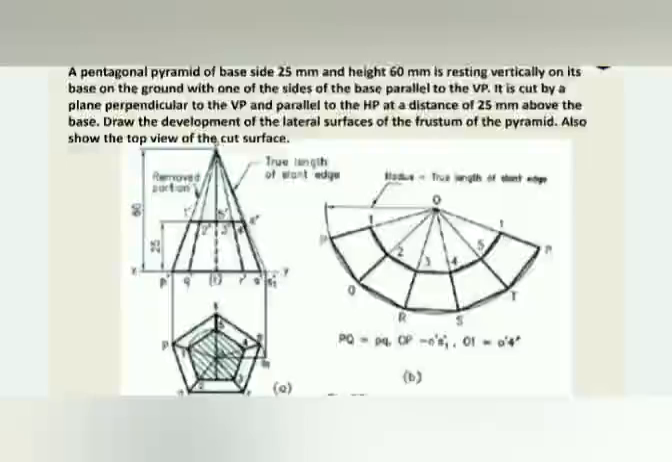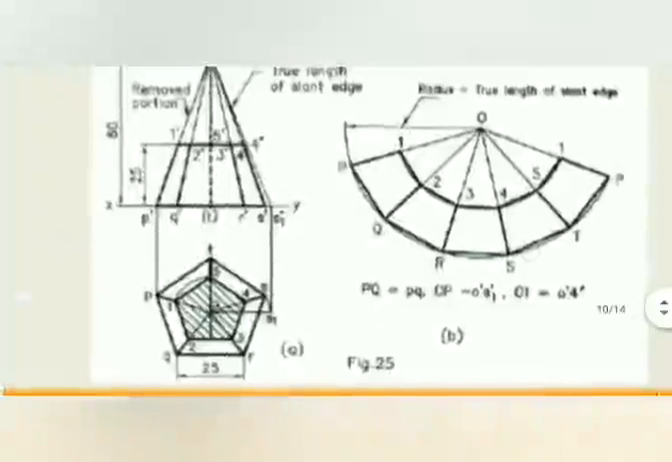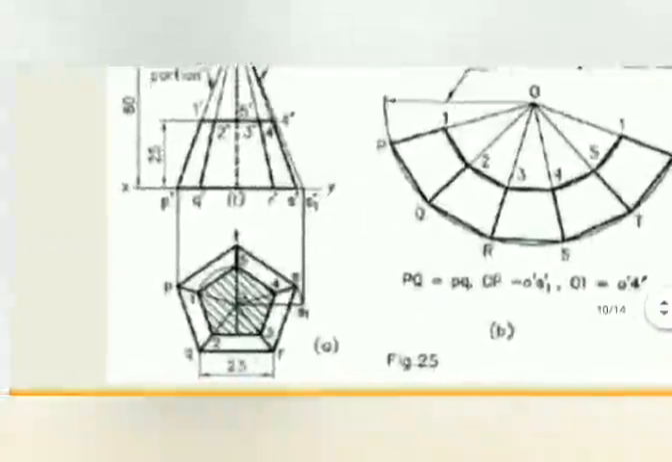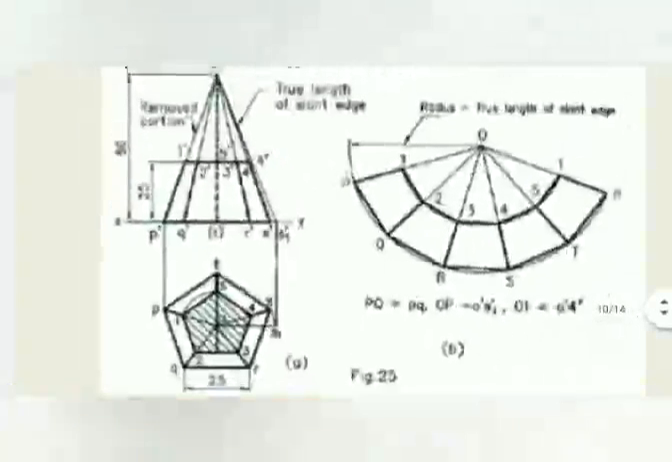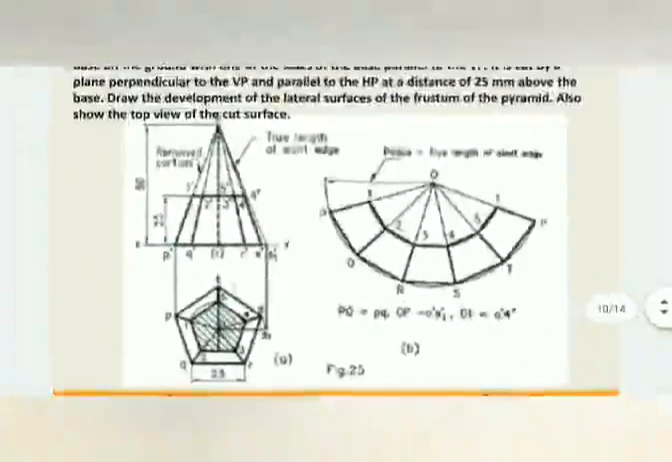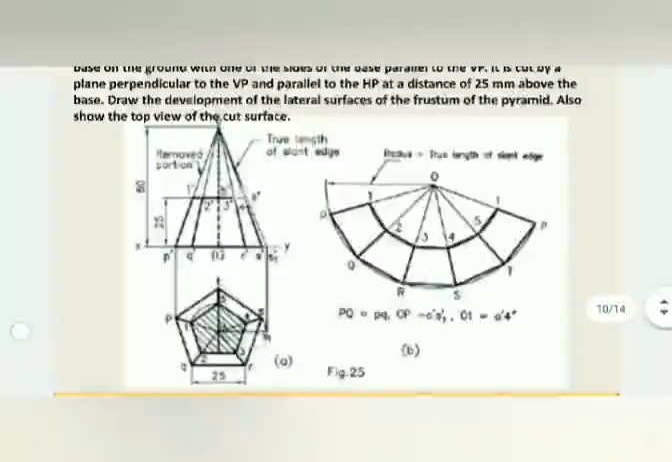It is cut by a plane perpendicular to VP and parallel to HP at a distance of 25 millimeter above the base. That means it is the frustum of the pentagonal pyramid. Draw the development of the lateral surface of the frustum of the pyramid. So first we have to draw the projection of the pyramid. In this, one base edge of the pyramid is parallel to VP. Then we have to draw the pentagon, and from this top view we have to project the front view.